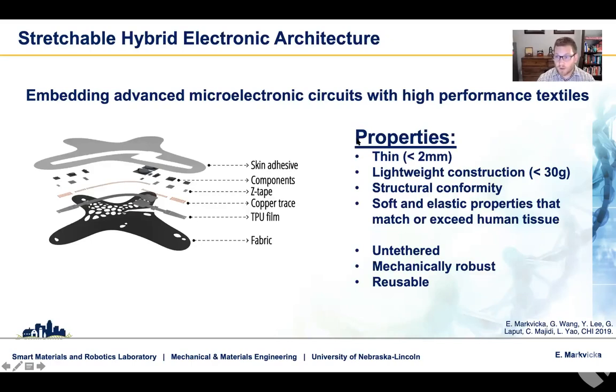The integration with high-performance textiles enables a mechanically robust platform and allows the device to be reused. By interfacing the skin adhesive directly with the textile component, we can replace the skin adhesive after use. And then we can keep a lot of the more expensive components, the electronics of the device. Next slide, please.